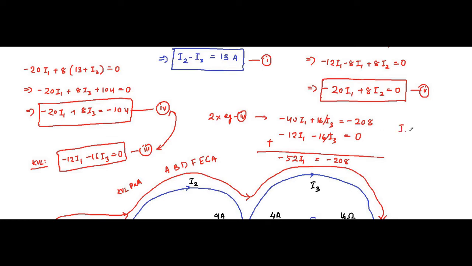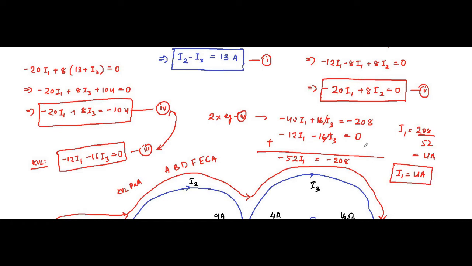So I1 is equal to 208 by 52, which is equal to 4 ampere. First current we have got: I1 is equal to 4 ampere.